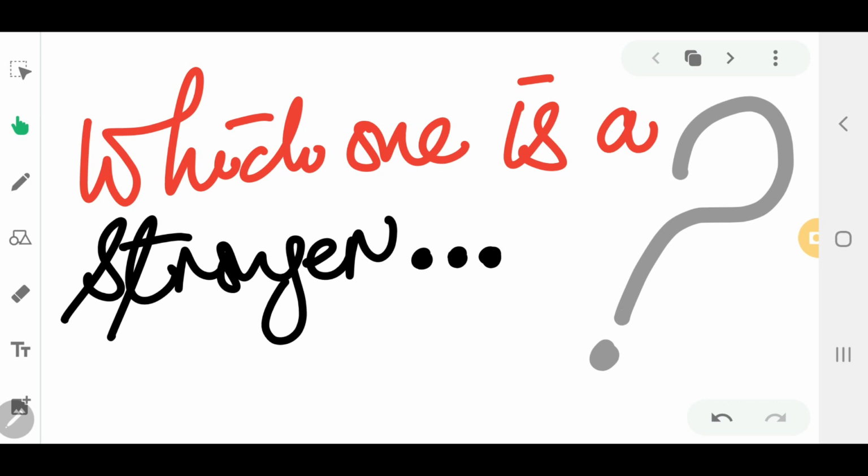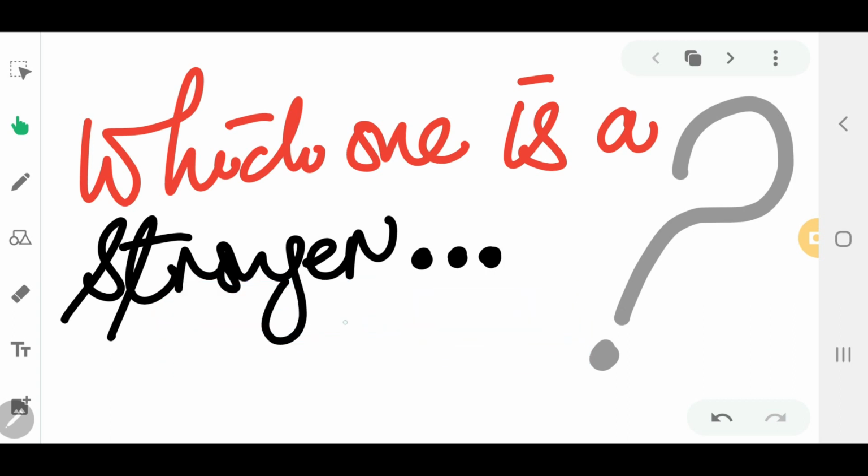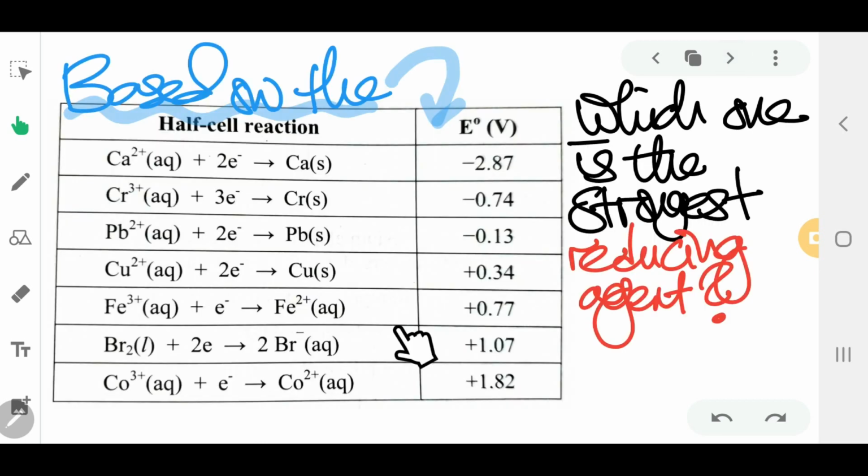Hello everyone, in this video you'll learn about some problem solving regarding standard reduction potential values. We're going to start with finding out which one is stronger. If you are given a table like this containing the half cell reactions, all of them are in the reducing form. They are all being reduced because they are gaining electrons. So all of them are gaining electrons.